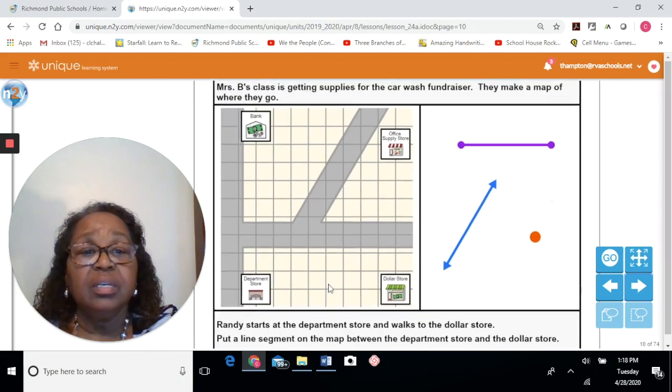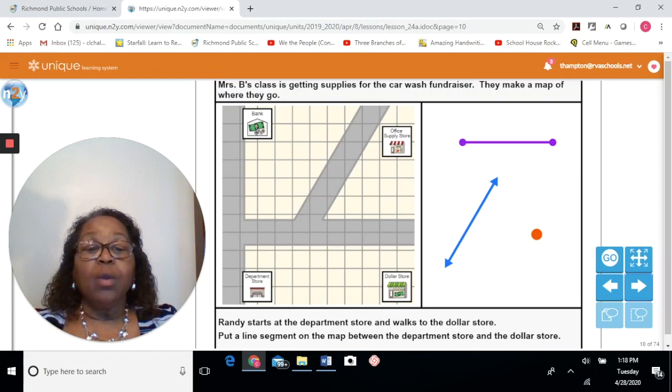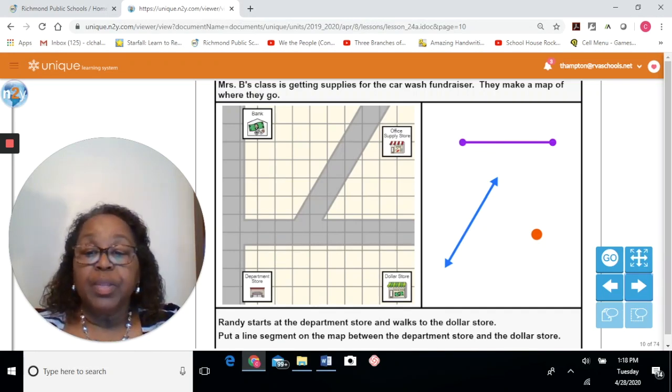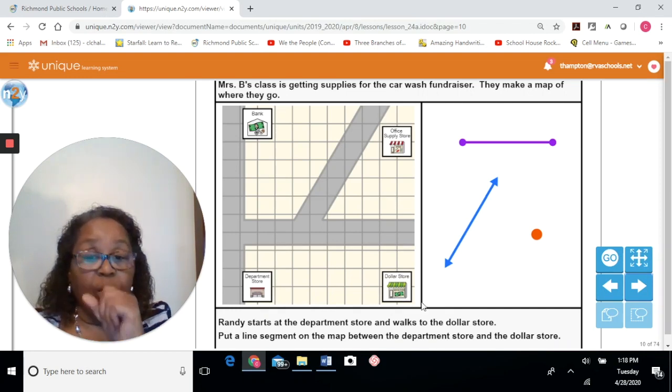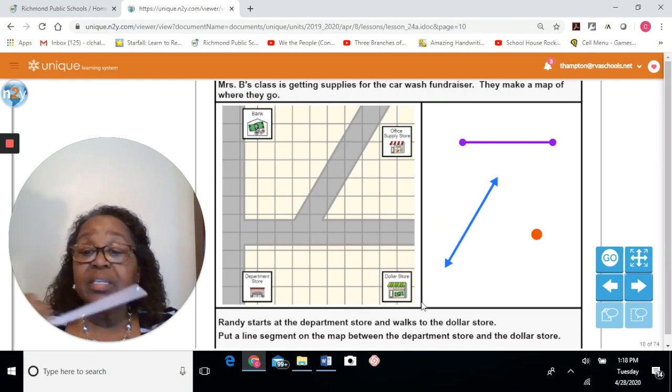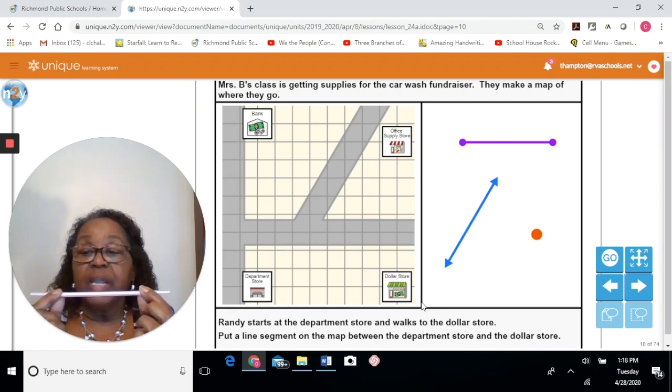So let's see. It says Randy starts at the department store and walks to the dollar store. Put a line segment on the map between the department store and the dollar store. So here's the department store and here's the dollar store. And we have to put a line segment. And remember, a line segment is a line, but it has a beginning point and an ending point. It stops. The line stops. It begins and it ends.